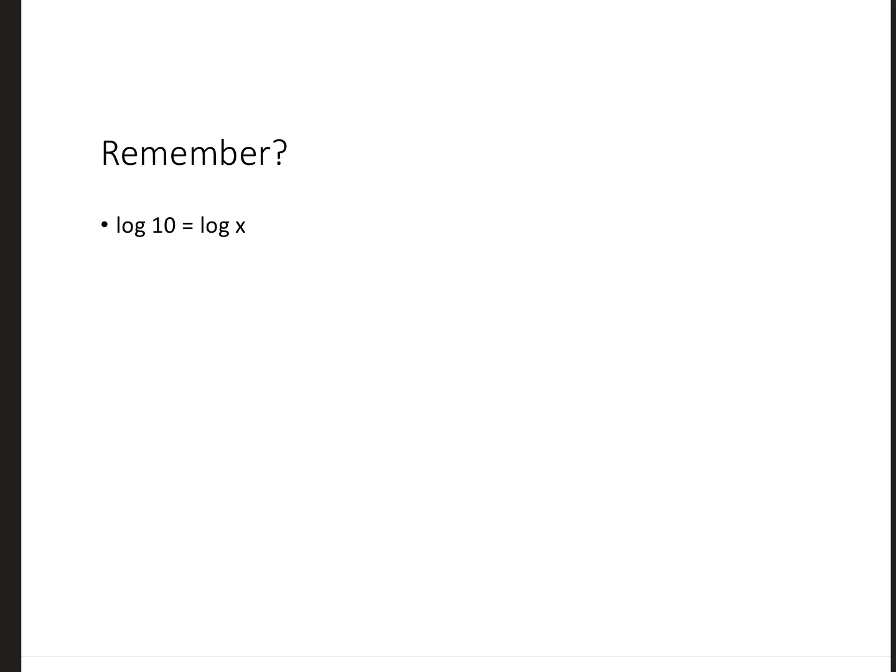Okay, so remember when we did something like this, right? And if the log bases are the same, then you can automatically say that those are equal, right? So if I wanted to, my next line would be 10 equals x because I have log of the same base on each side. Okay, so hopefully that makes sense and you remember that.